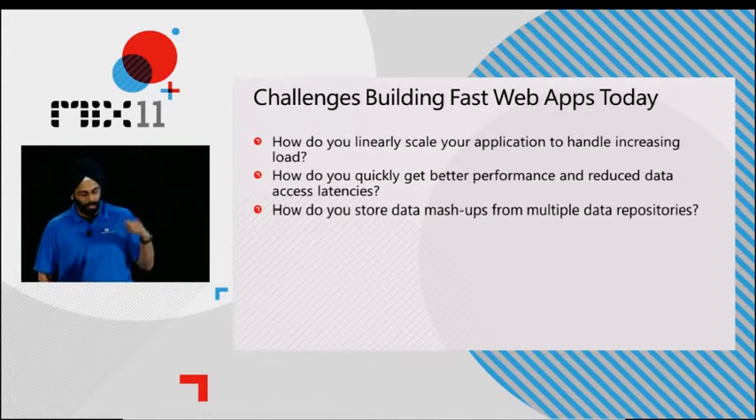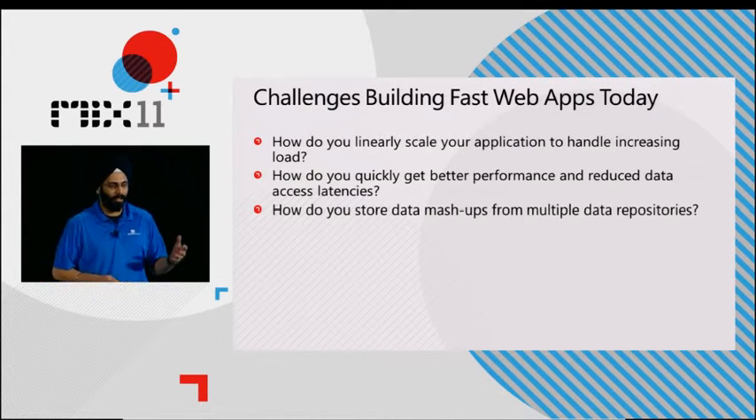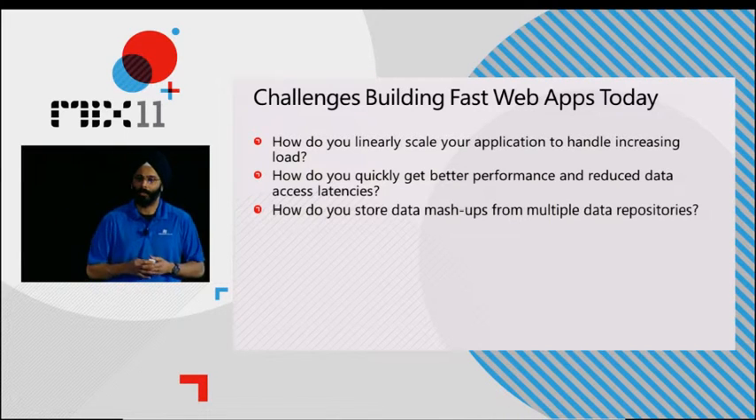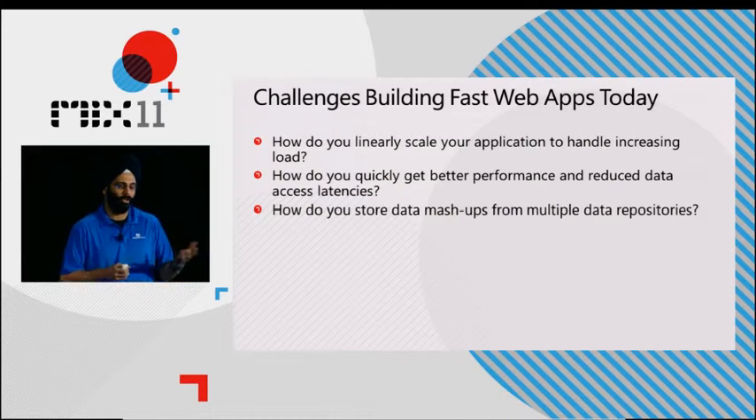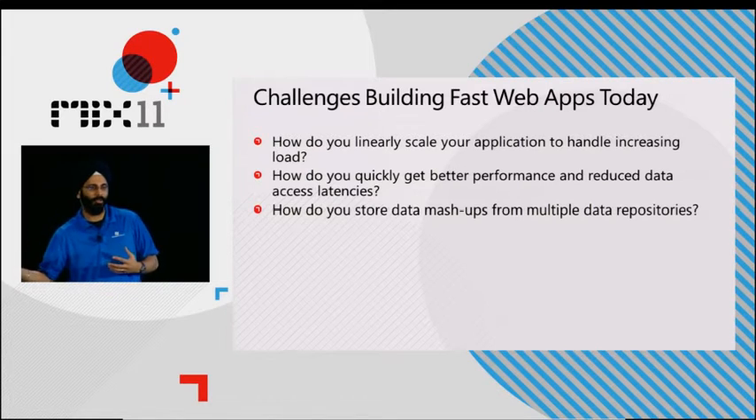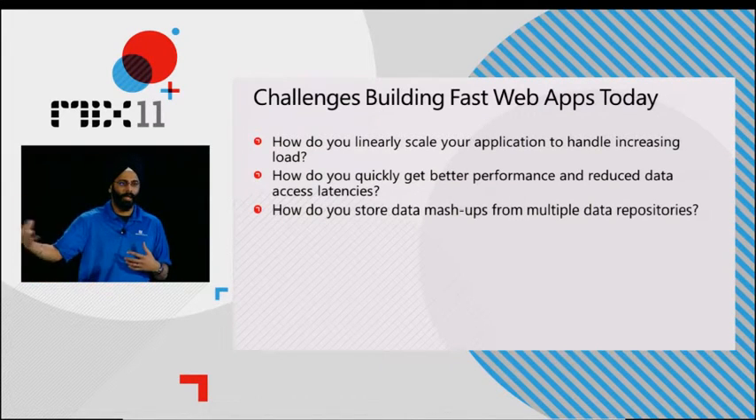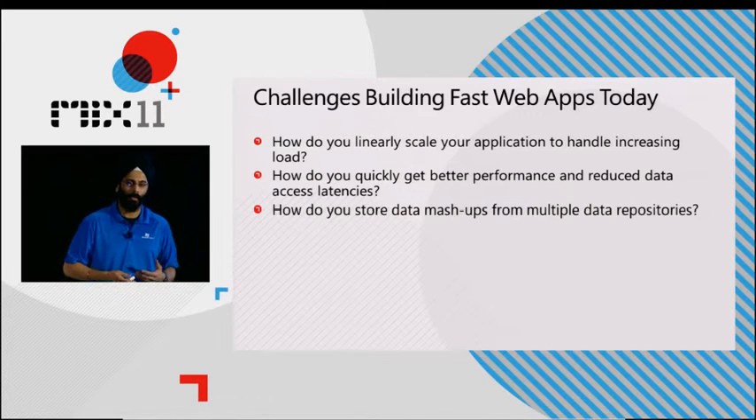Extending on the same vision, normally you're reading data from multiple sources. You have data mashups because it's not in a highly connected web. You're reading data from multiple places. How do you store these data mashups from multiple data repositories, some you own, some you don't own, and still serve that data out to your end users in a predictable way?